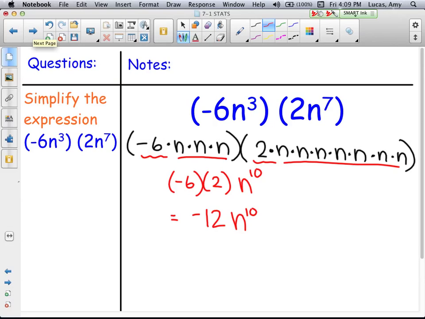So the coefficient numbers, -6 times 2 is -12. You do not add at all with these coefficients, you multiply them. So -6 times 2 is -12, and then you can see that 3 plus 7 is 10, and that is what we have for a solution.